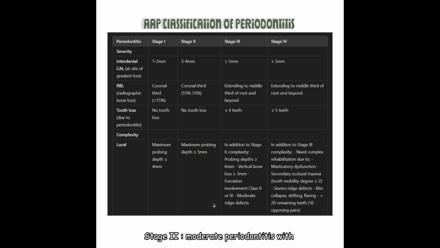Stage 2: moderate periodontitis with bone loss of 15 to 33% and probing depths up to 5 mm. Clinical attachment loss of 3 to 4 mm. Stage 3: severe periodontitis with bone loss extending to the middle third of the root and beyond. Probing depths of 6 mm or more, clinical attachment loss of 5 mm or more, and possible tooth loss, less than 4 teeth. May also involve furcation involvement class 2 or 3, tooth mobility degree 2 or 3.